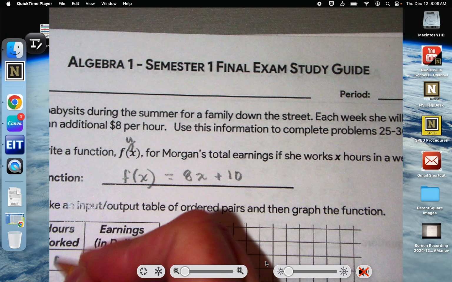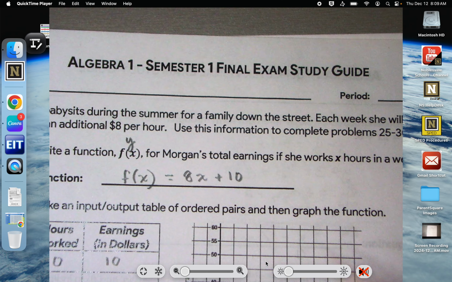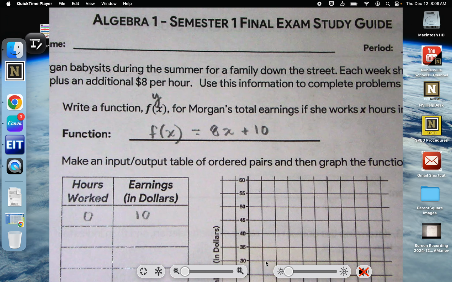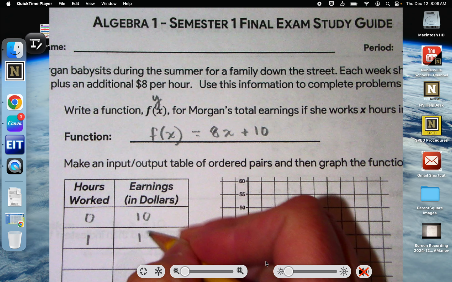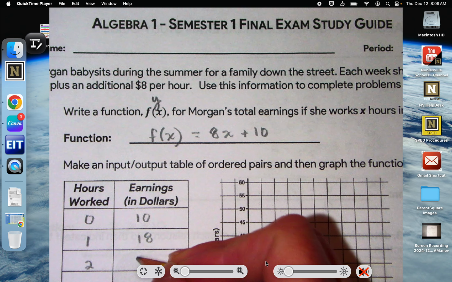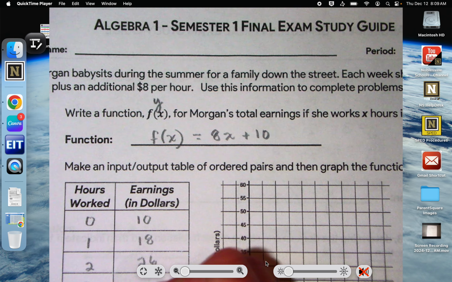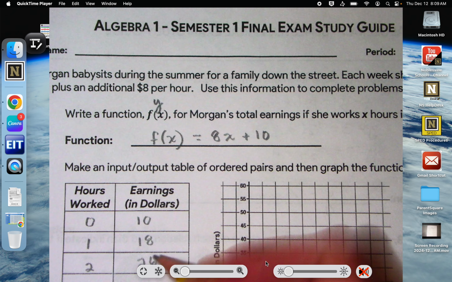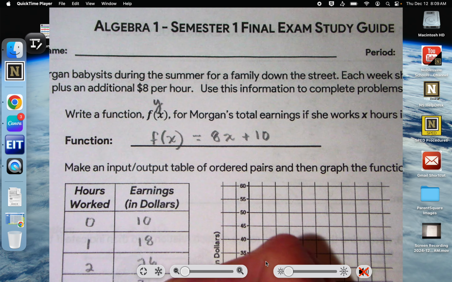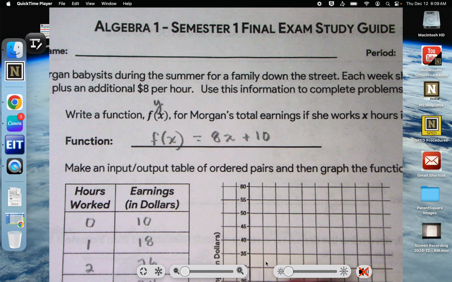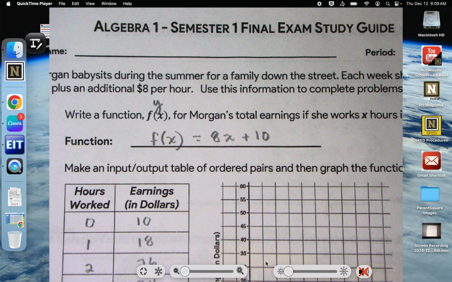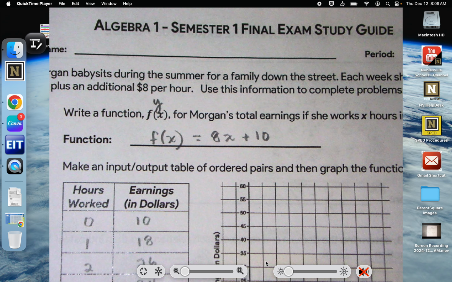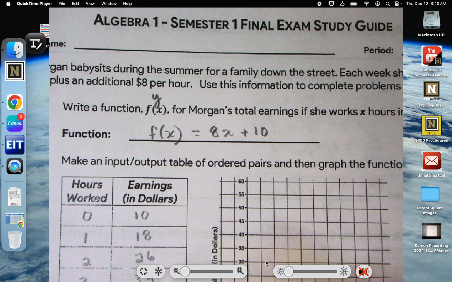So if she doesn't work at all, remember she gets $10, just for being their babysitter. If she works 1 hour, now she has 18, right? So we're just going to continue to add $8 to each thing. So this would be 34, 42, 50, 58, and 66. Okay. So then they want us to graph it.